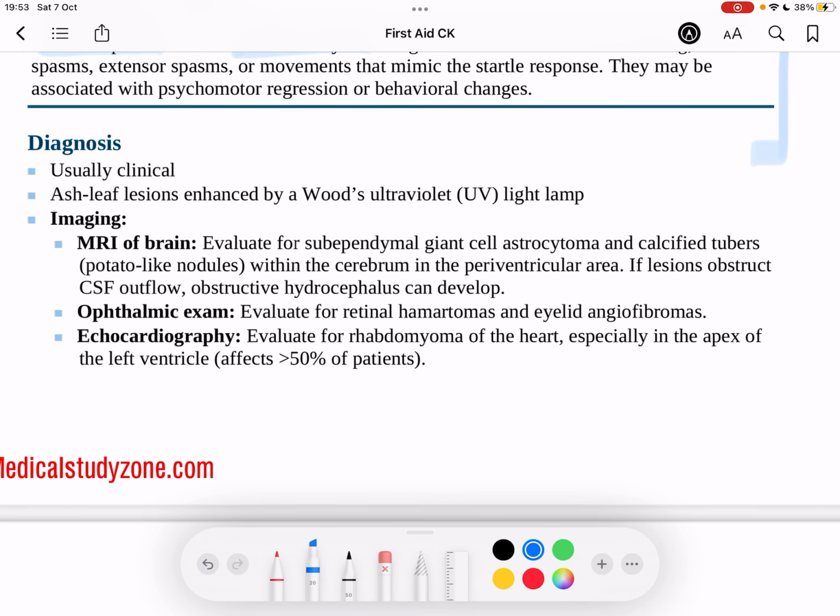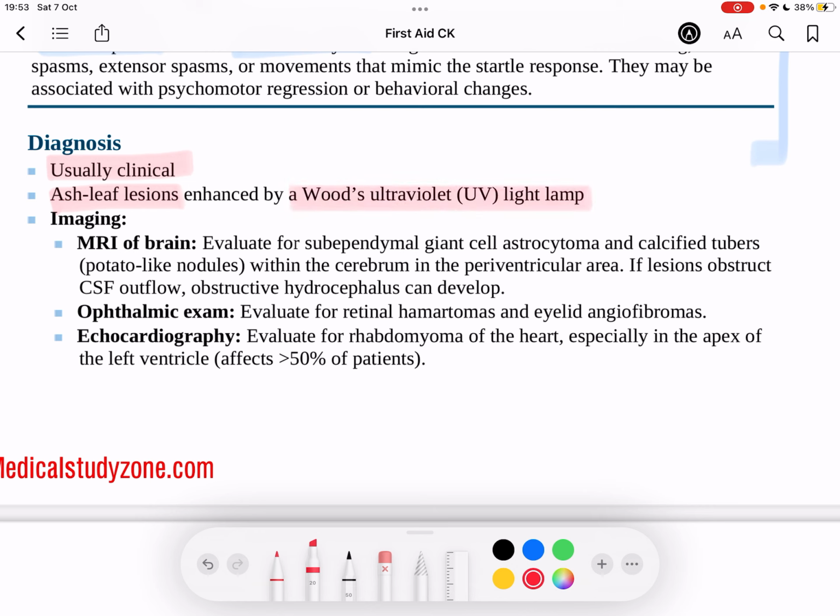So how are we going to diagnose tuberous sclerosis? Usually clinical, exactly the same as NF1. We're going to be looking out for the ash leaf and the Shagreen patches, the angiofibromas, the ungual fibromas, cortical tubers, subependymal nodules. All of these things will point towards tuberous sclerosis. They've mentioned here that ash leaf spots can be enhanced by Wood's ultraviolet light lamp, but it's not needed for a diagnosis.